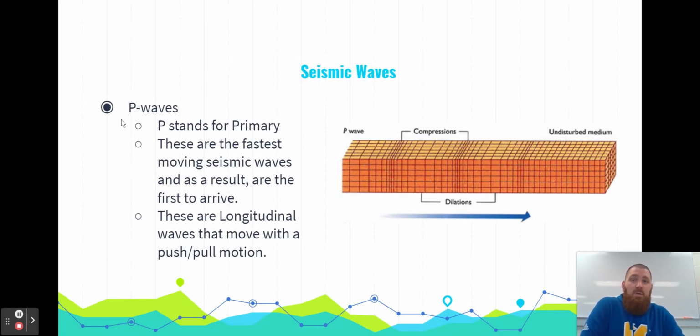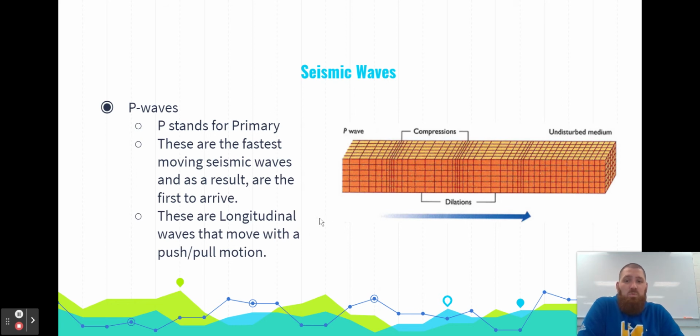Seismic waves. So these are what we actually feel during an earthquake. The first type of waves are P waves. P waves stand for primary waves. These are the fastest moving seismic waves that we have. And as a result, they're the first to arrive, making them the primary wave.